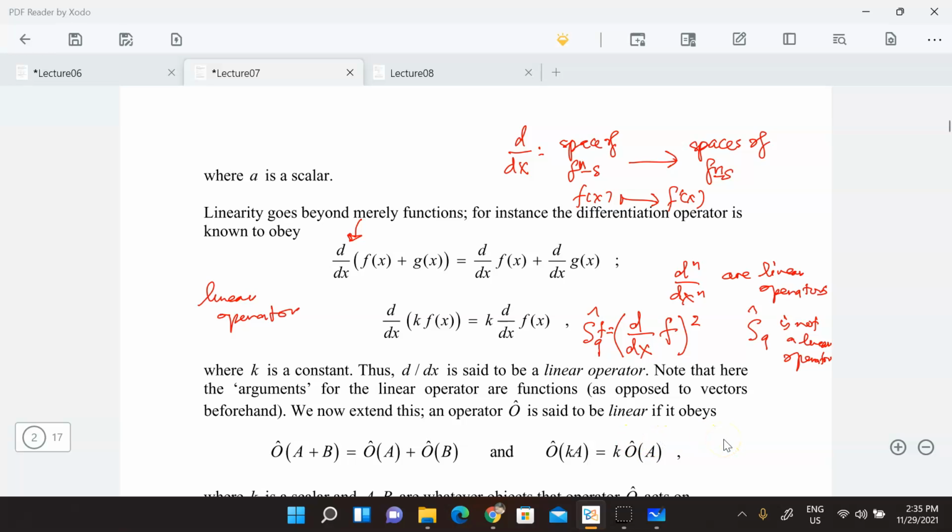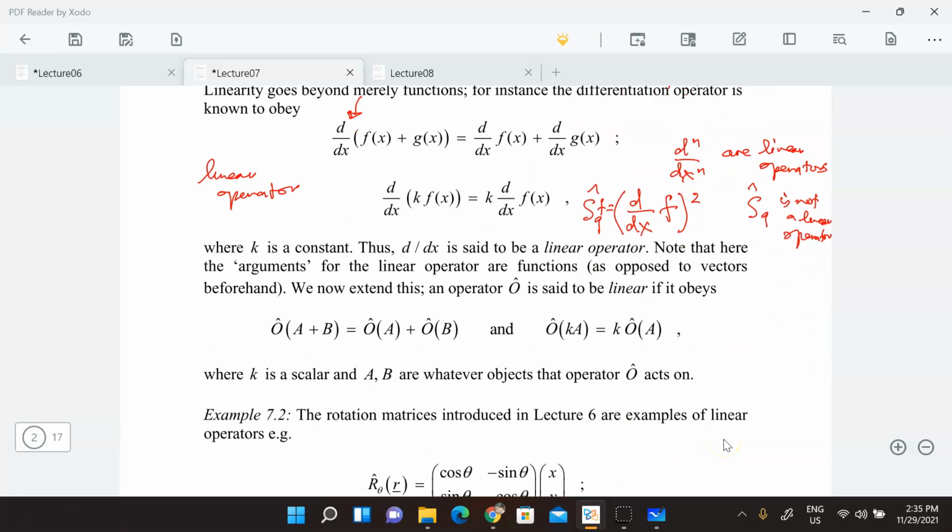So generally, one could now talk about a much more general operator. If it obeys this property with respect to the addition of functions, or addition of whatever objects are supposed to be in the argument of the operator, and also scalar multiplication, then we say it's a linear operator. And linear operators are the things that people use in quantum mechanics.